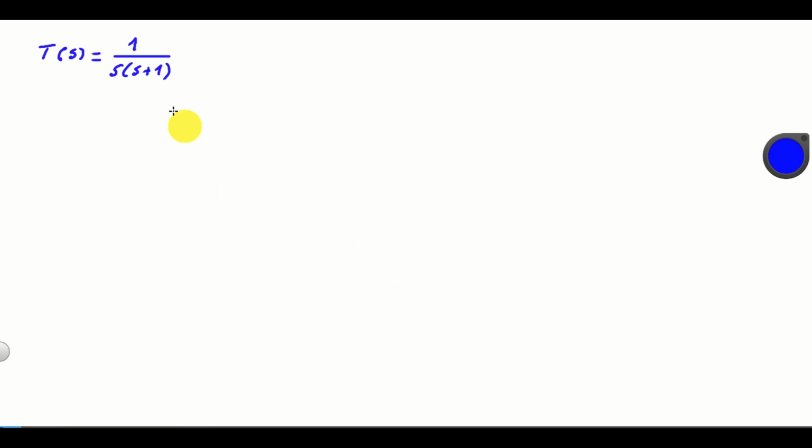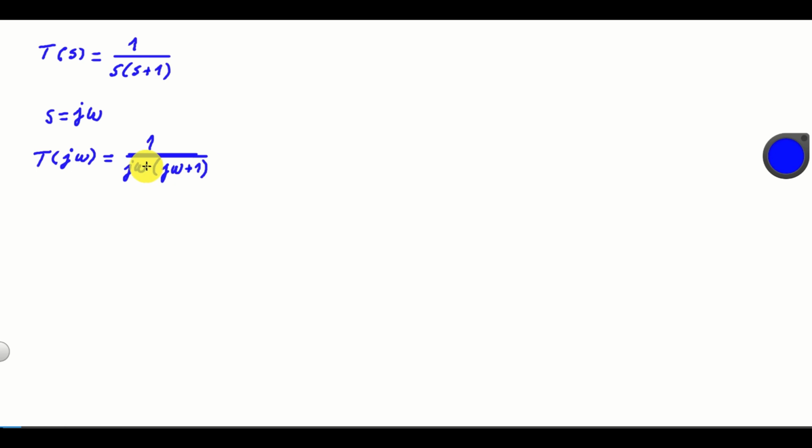We start from our transfer function, and as explained previously, we substitute s by j omega. And then we substitute this value inside of our transfer function. As the result, we obtain the sinusoidal transfer function that looks like this. 1 over, instead of s, we write j omega, multiplying j omega plus 1. And we close the parentheses. Good. What do we do next?